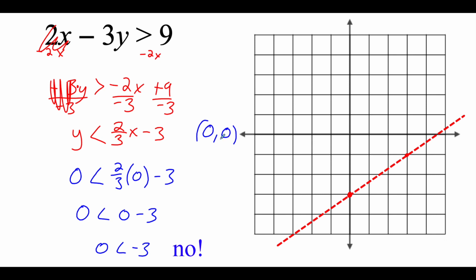So step number 4 says if the point that you test out does not work, then you want to shade on the other half of your boundary line. So 0, 0 did not work, so we need to go to the other half of the boundary line, and that's where we're going to do our shading.